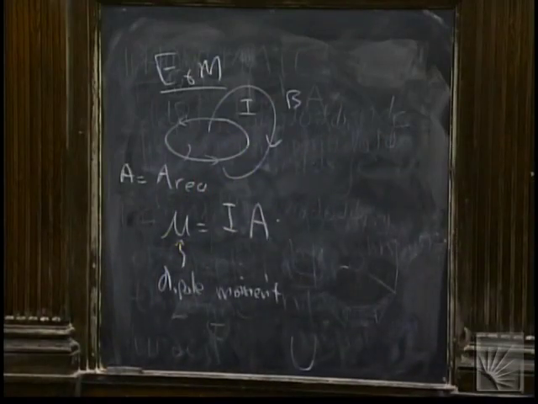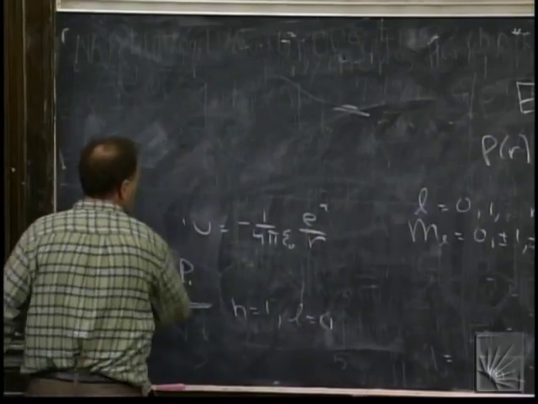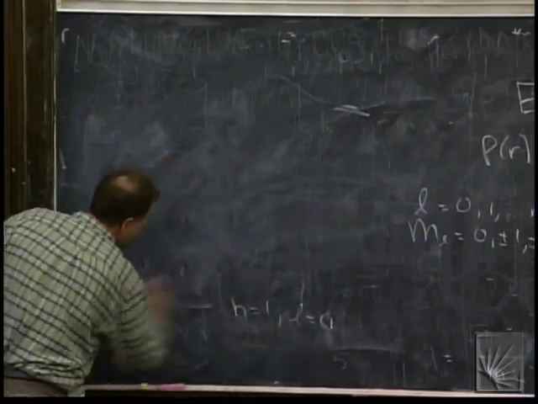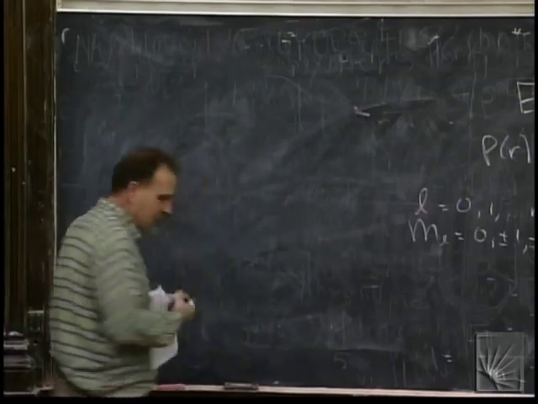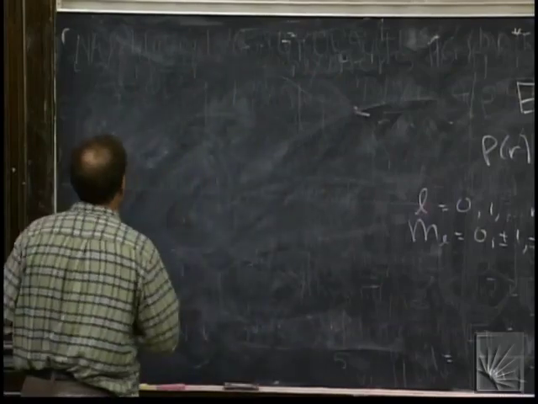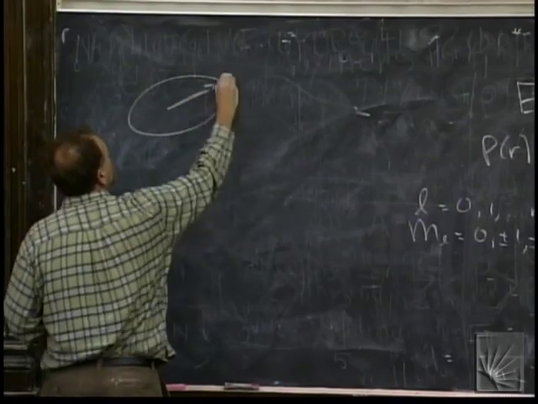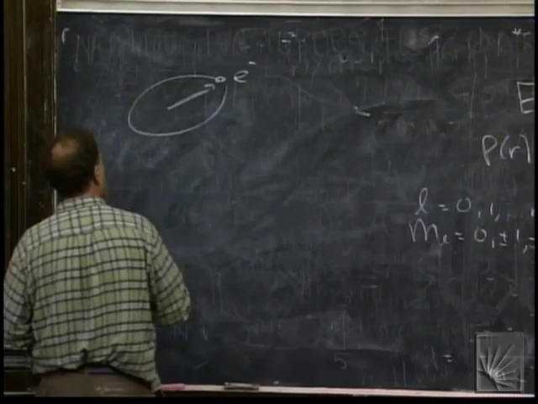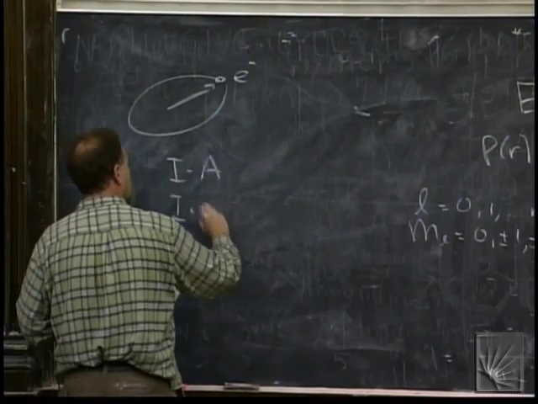And so basically, let me just do two lines of algebra here. Basically, if I have an electron running around in a loop, so basically any of these orbitals where I've got a well-defined z component of angular momentum, I basically have one electron running in a loop, and I want to calculate I times A, which will be I times pi r squared.